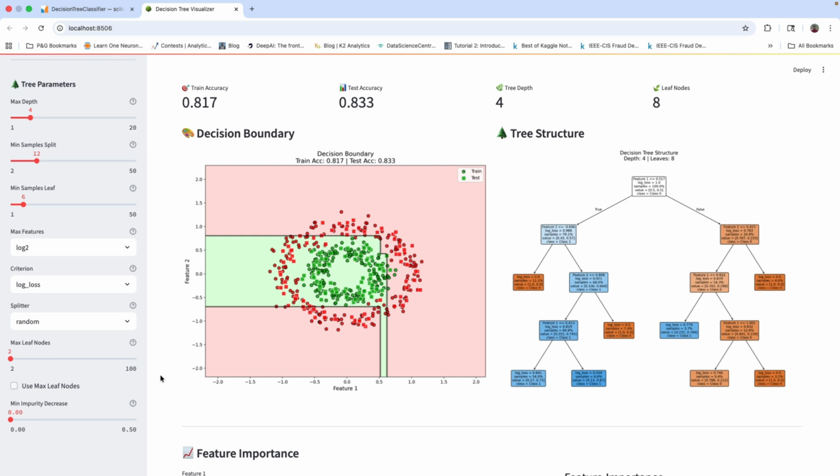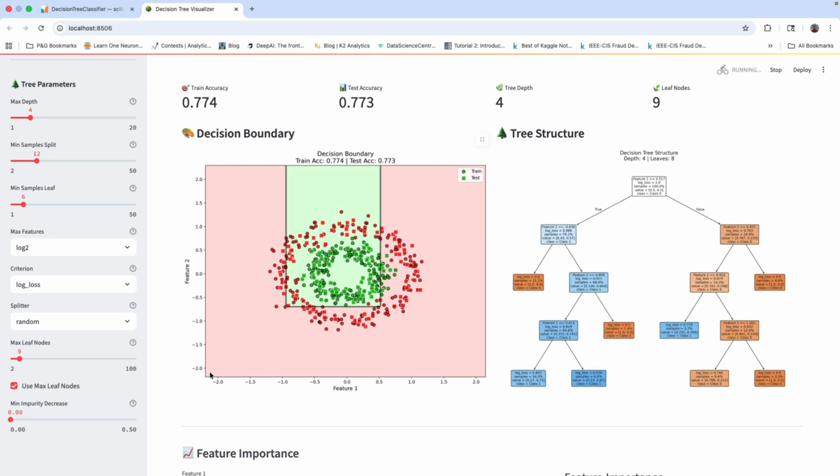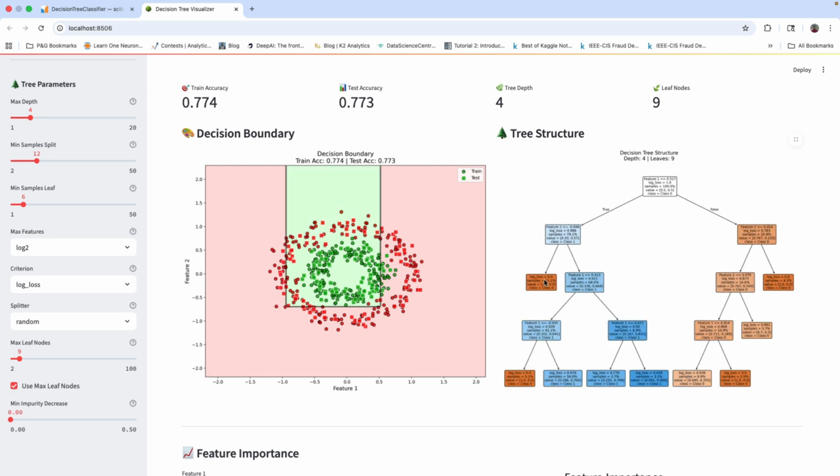Next is max leaf nodes. This is another way to control complexity. Instead of limiting depth, we are limiting the number of leaves. Right now it is set to 2. I can increase it to, say, 9. I'm forcing it to have 9 leaf nodes: 1, 2, 3, 4, 5, 6, 7, 8 and 9.